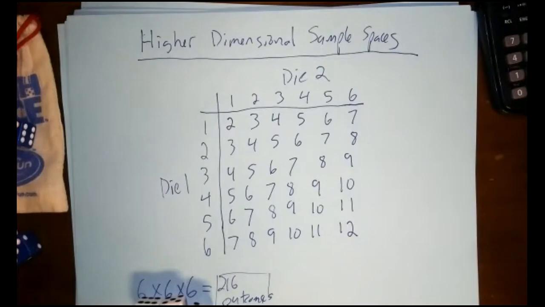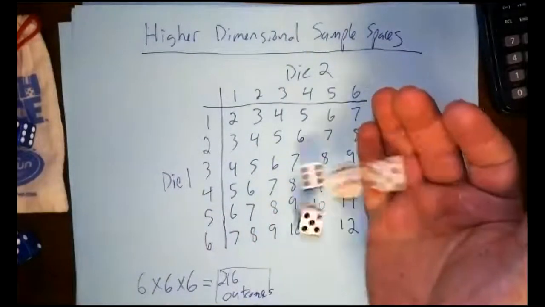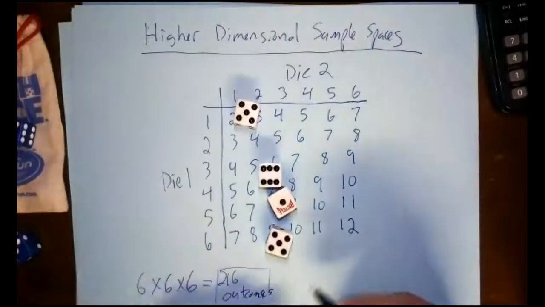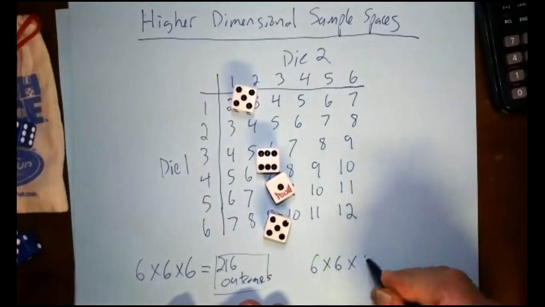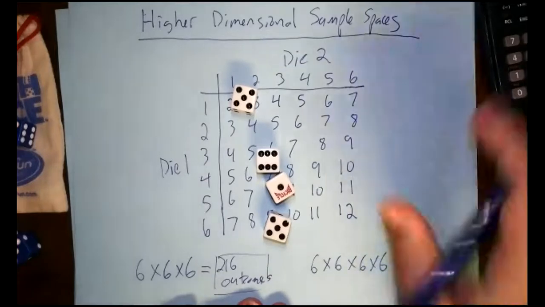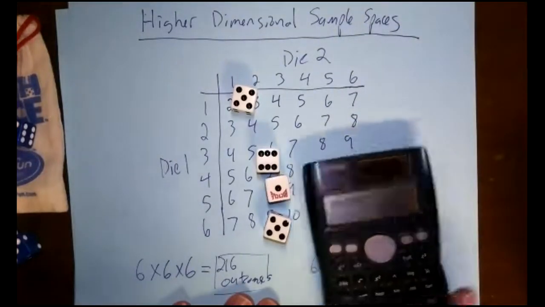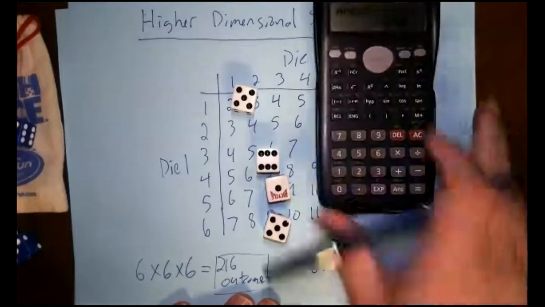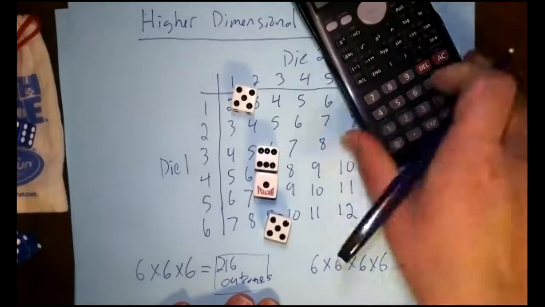Now notice if I rolled a 4th dice, guess what happens here? Well, you could get the number of outcomes really easily. You'd have 6 times 6 times 6 times 6, that 216 times 6 more. You'd have 1,296 outcomes.